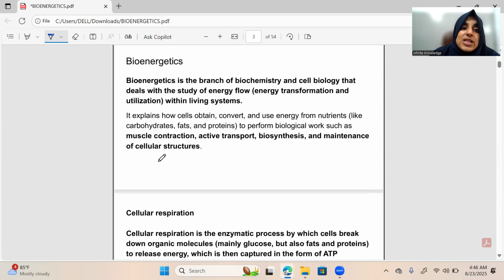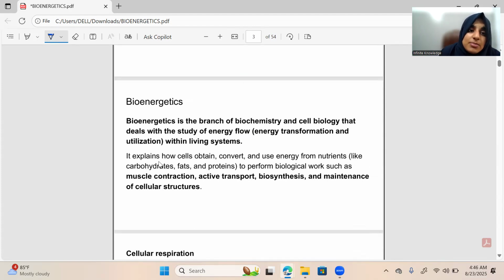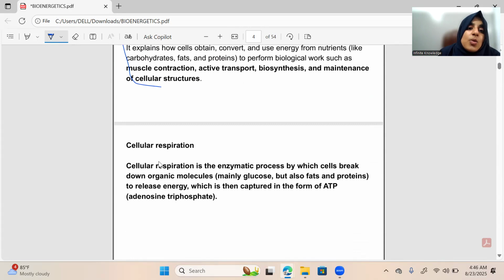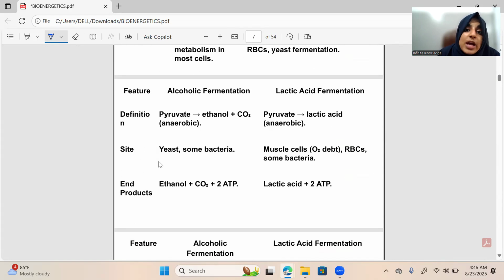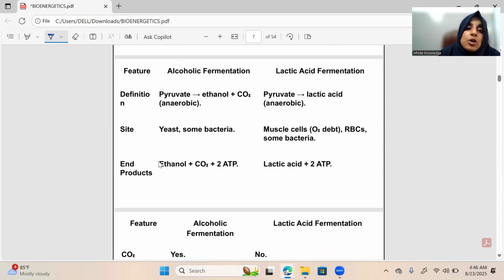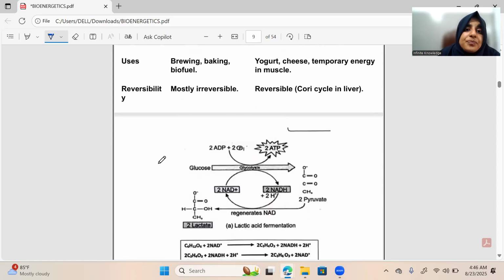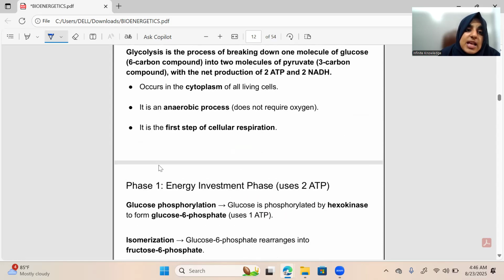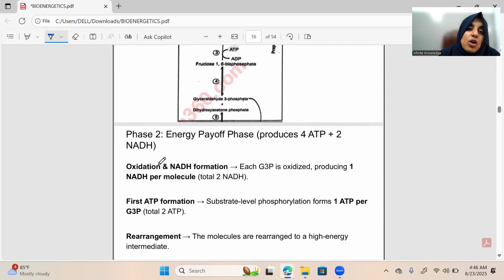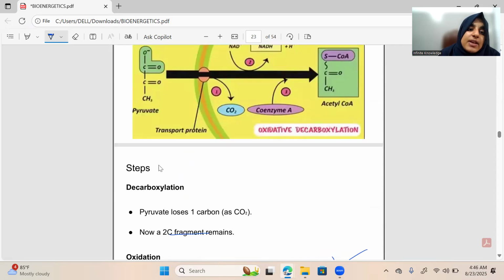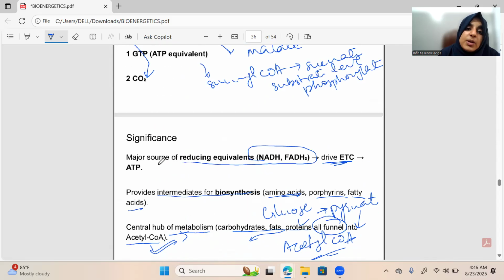Also, we studied cellular respiration. First, we started from the definition of bioenergetics. We started from cellular respiration, then we did the difference between aerobic and anaerobic respiration, right? Then we moved on to anaerobic respiration, and we explained the difference between alcoholic and lactic acid fermentation, right? We did these two diagrams. Then we moved on to aerobic respiration and glycolysis, the energy investment and yielding phases, and after that the whole chapter we did today.